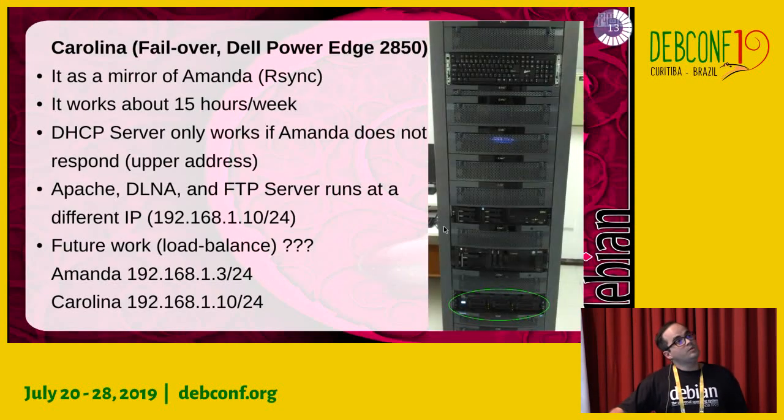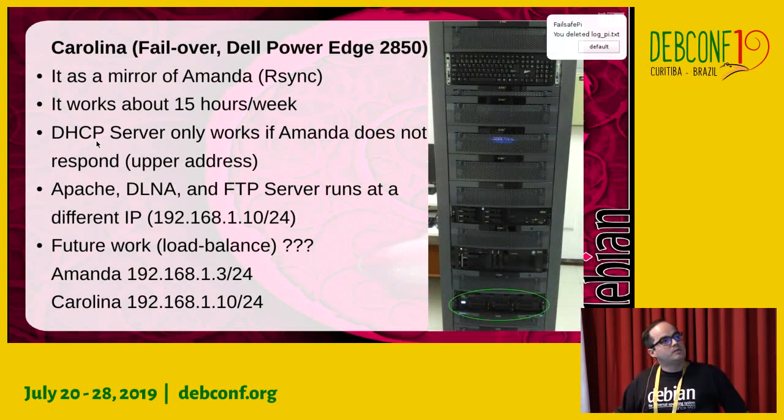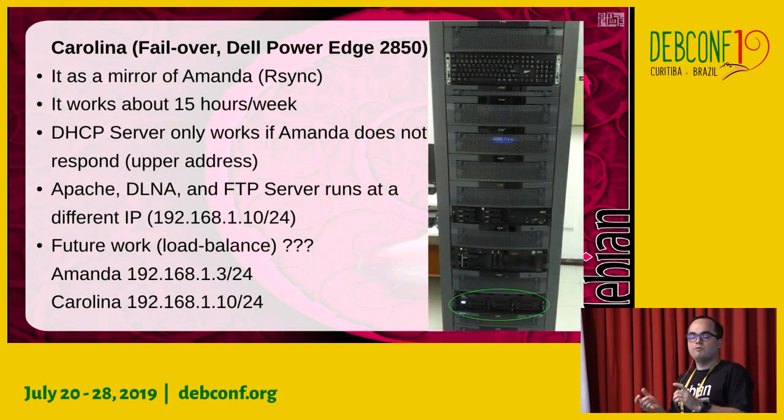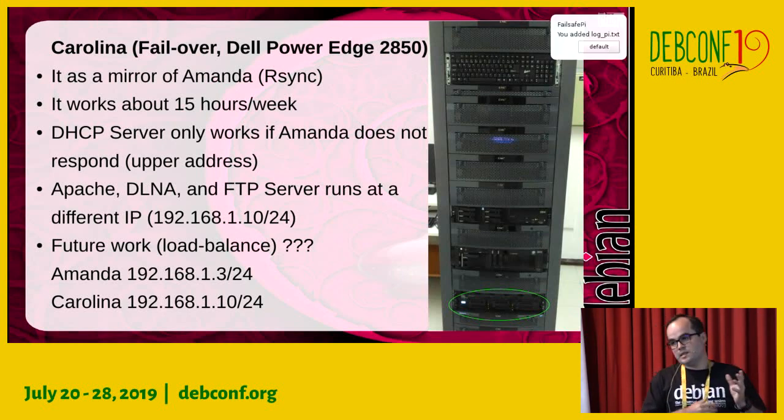And Carolina, it's a failover, another server of Amanda. It's the green one. It works about 15 hours a week. It has a DHCP server. She uses upper addresses and Amanda lower addresses, so I don't have any IP address conflict in this idea.